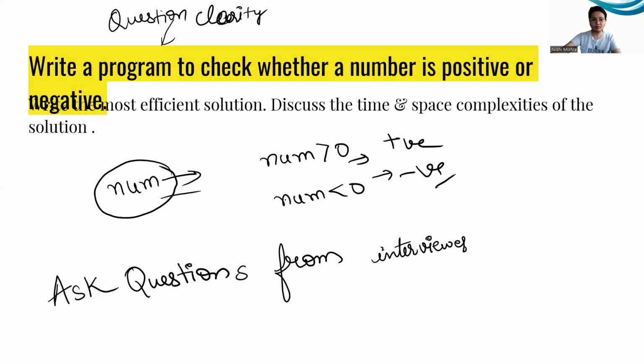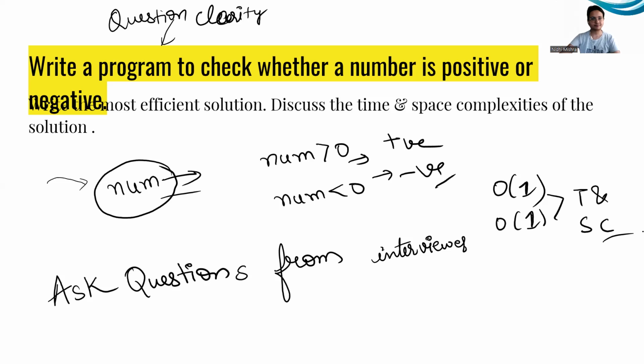Now, space and time complexity. Here you will be creating a space for storing this number, which can be an integer or a float. And then you are just comparing it by using an if else. So constant time complexity and constant space complexity.